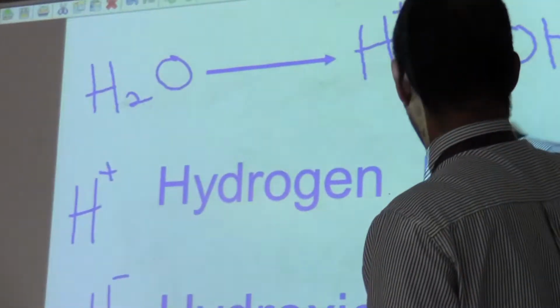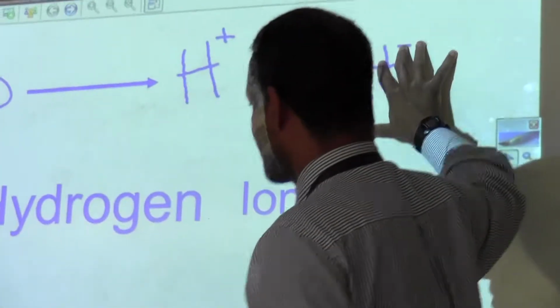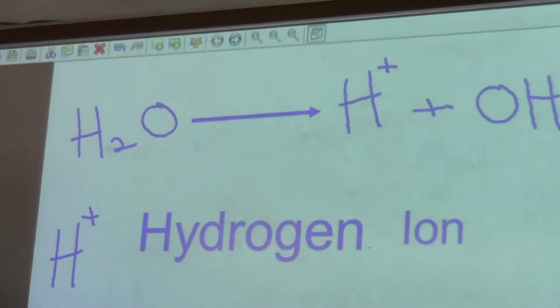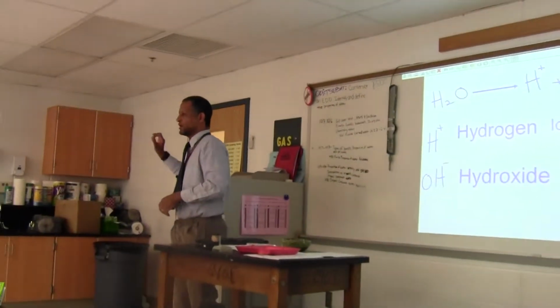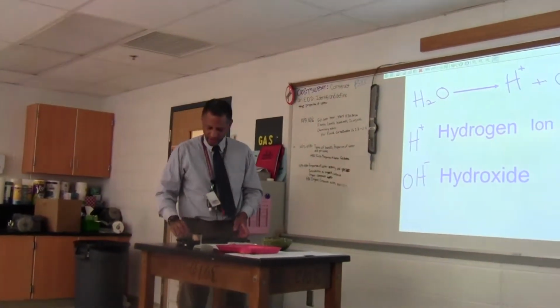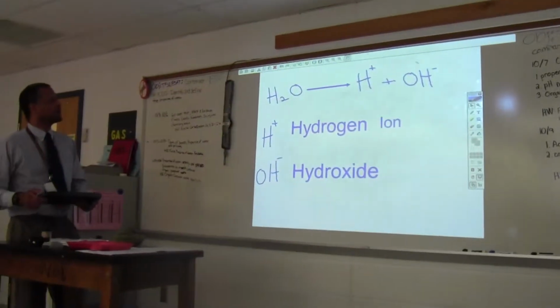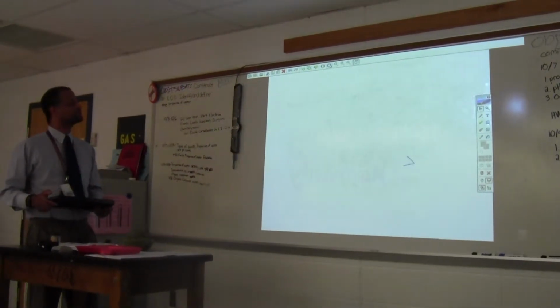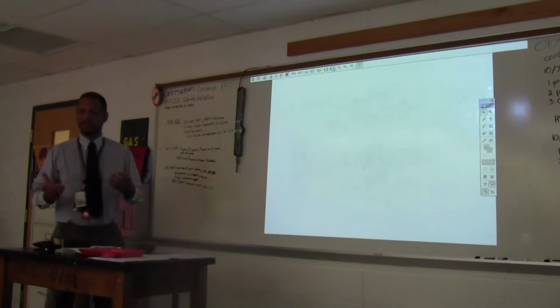Base increases the number of OH minuses, or the hydroxides. We'll talk about hydronium a little bit later on. That's H3O with a plus charge there. So you have an empty canvas now. You have a blank canvas.